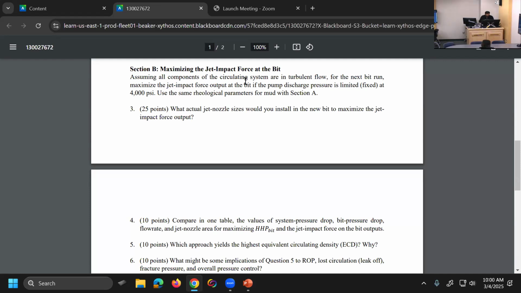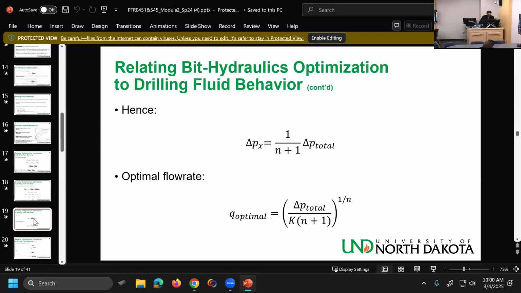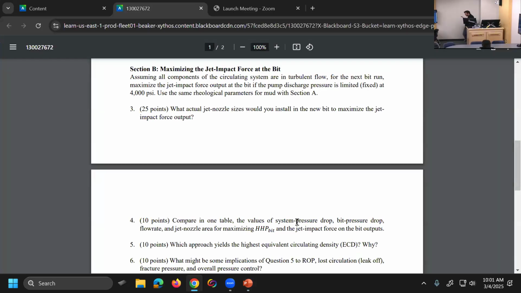Okay, question number 3, how are we going to do that? You will use the equations from the lectures, I mean, the slides. You are going to find the Q optimized. Then you will find the A optimized. You have K, you have N, you have delta P total. You find the Q optimized, then from that you can get the A optimized. Then you divide by 3 and convert to the diameter of the nozzles. It's fairly easy.